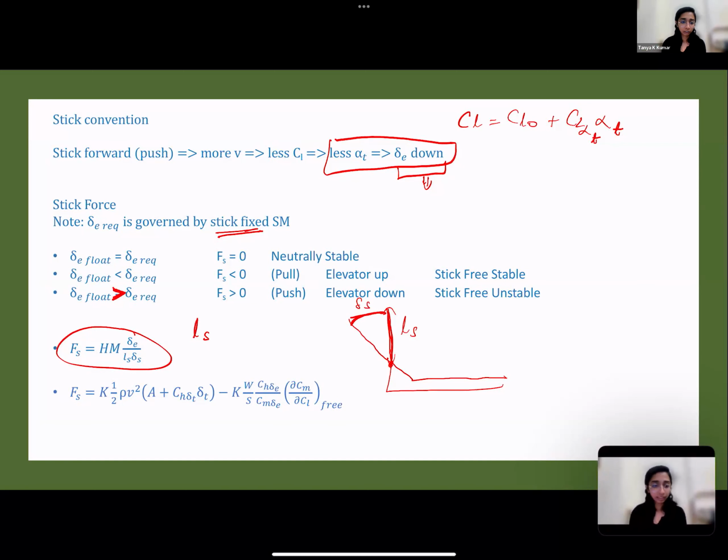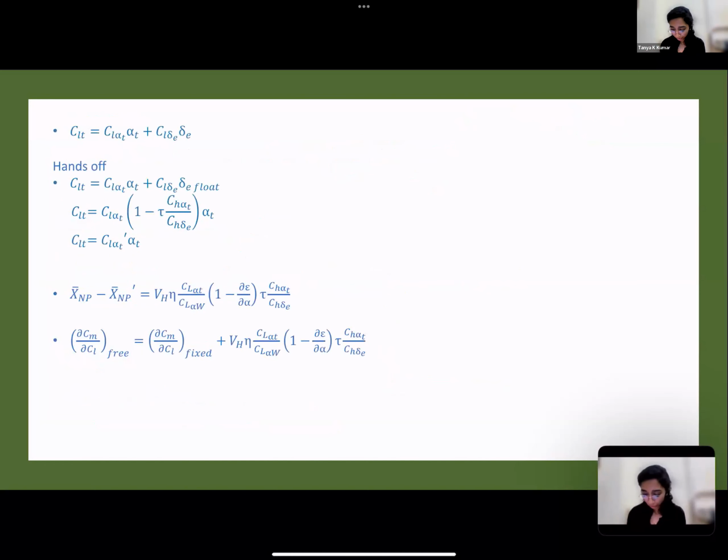Correct. And then sir had gone on to derive this expression for stick force. So then we have this neat linear equation for CL of the tail. You have CL alpha tail. Since it's symmetric, I've taken CL not to be 0. So CL alpha tail into alpha tail plus CL delta E into delta E. Now, if it's the hands-off condition, if I let go of the stick, your elevator floats freely. So you replace delta E by delta E float, proceed with the derivation, and you see that the CL alpha tail for the stick free and stick fixed condition changes. That is the only change.